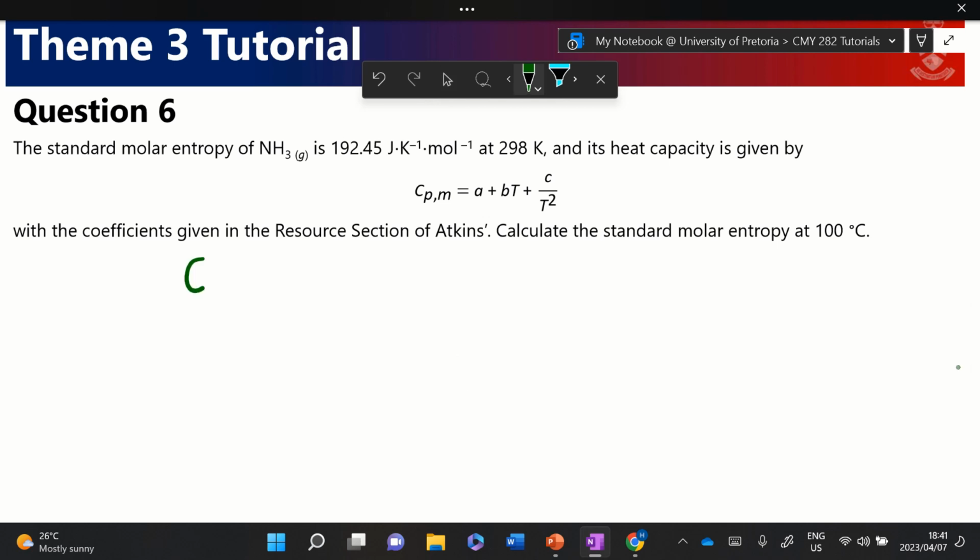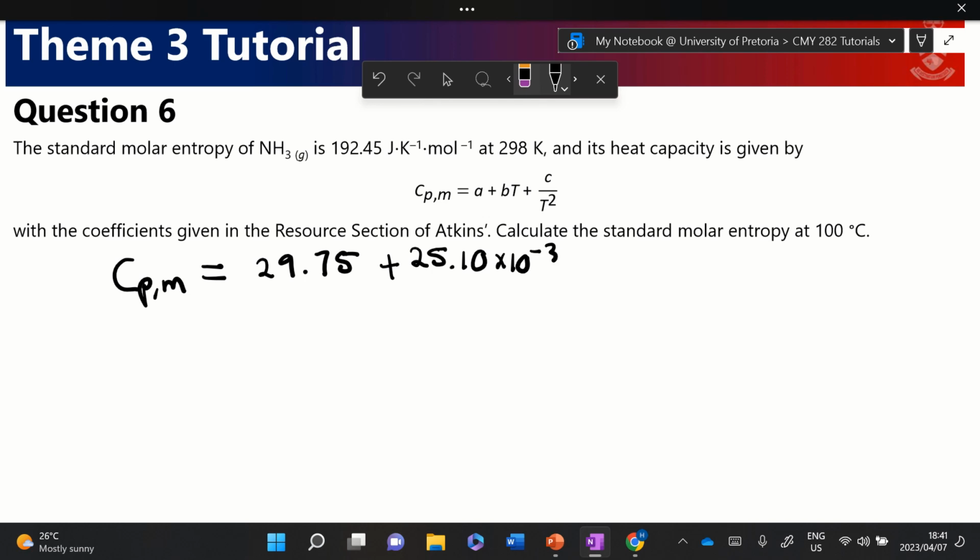So in other words, CP,m of ammonia is equal to A, which is 29.75, plus 25.10 times 10 to the minus 3 T, plus, well, it's actually minus because C is negative, 1.55 times 10 to the power 5 over T squared. So that's the formal form.